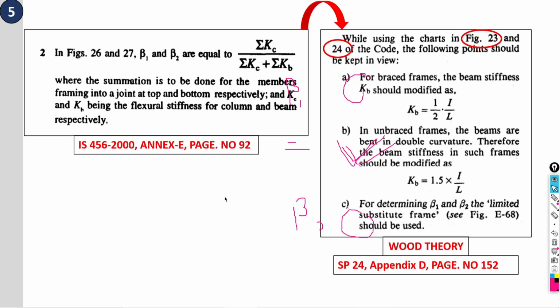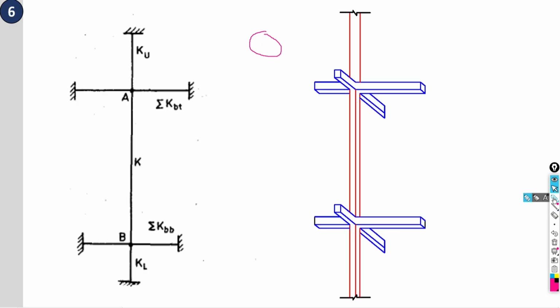Just coming back, this is the formula, as you know, given in our IS code: summation of the stiffness of your columns at that particular joint. One thing I missed to cover here. When you look at this particular joint, one column is coming from above and one column is coming from the bottom, so two columns are connected at this joint.